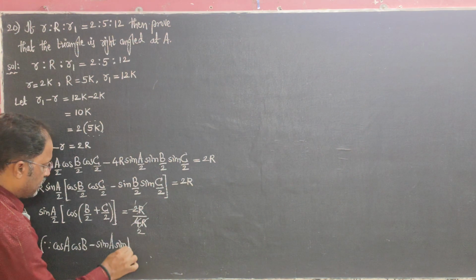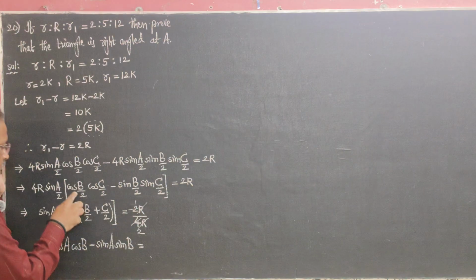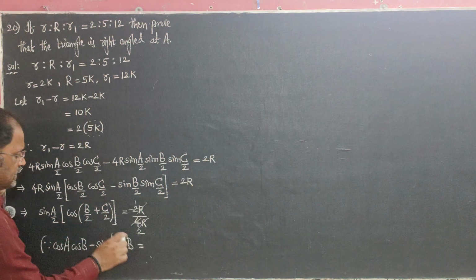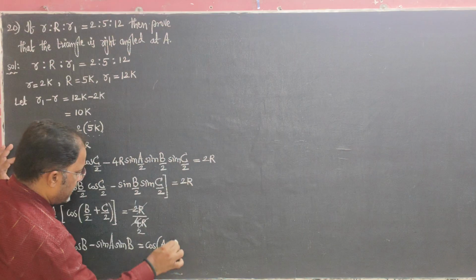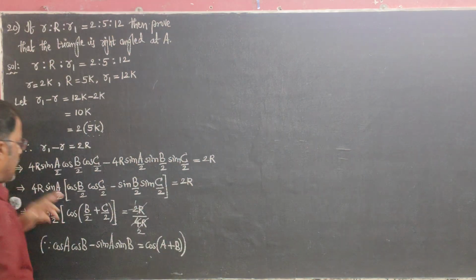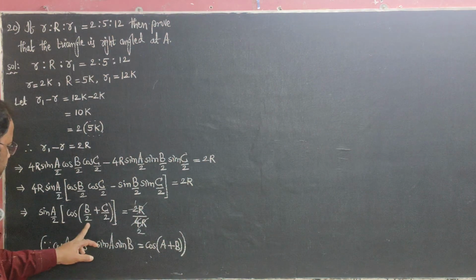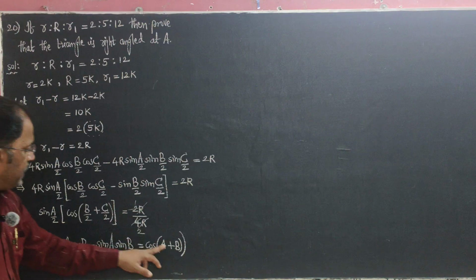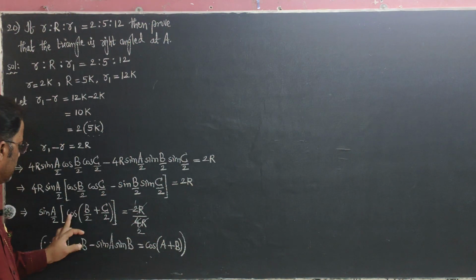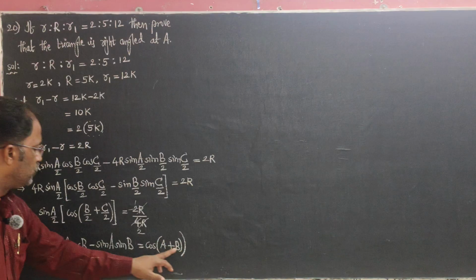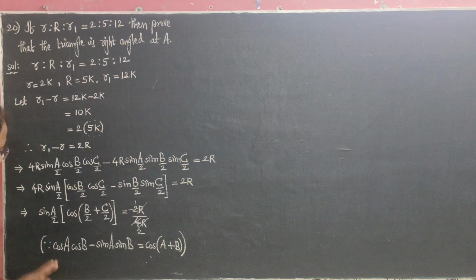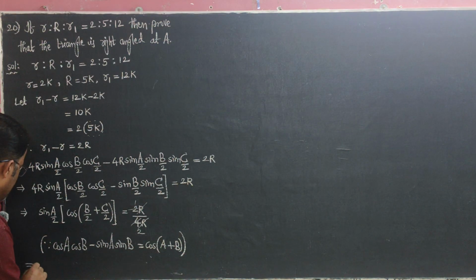This is the standard formula we have in trigonometry: cos a cos b minus sin a sin b is the formula of cos of (a plus b). Here, write b by 2 in place of a, and c by 2 in place of b. Cos of (a plus b), where a value is b by 2 and b value is c by 2. Clear?